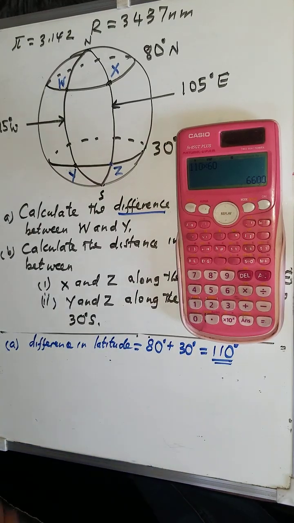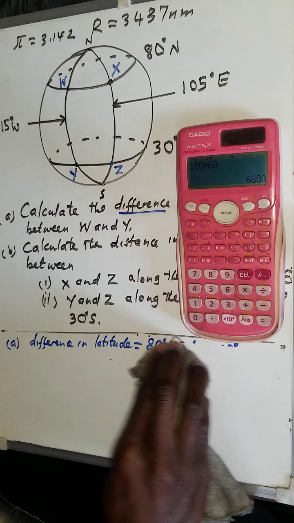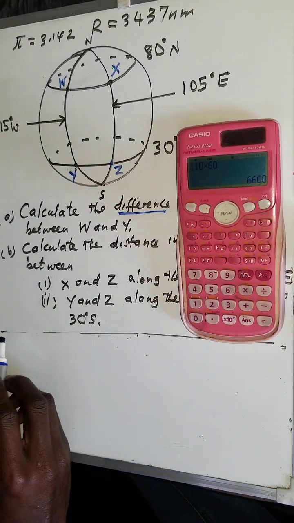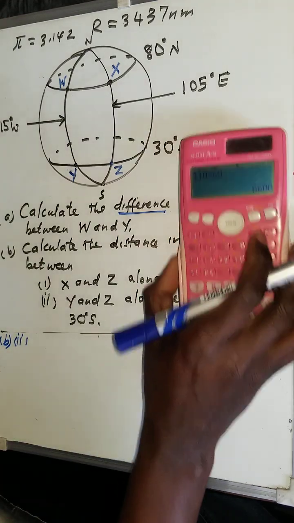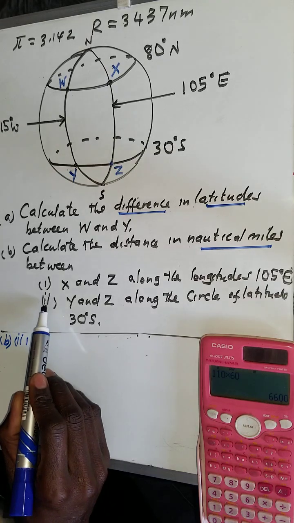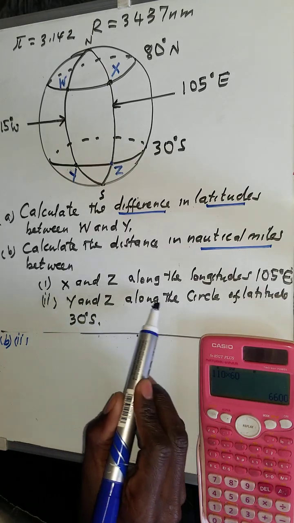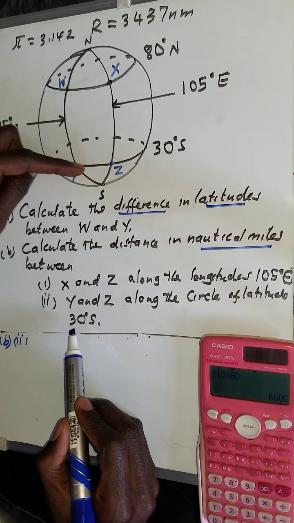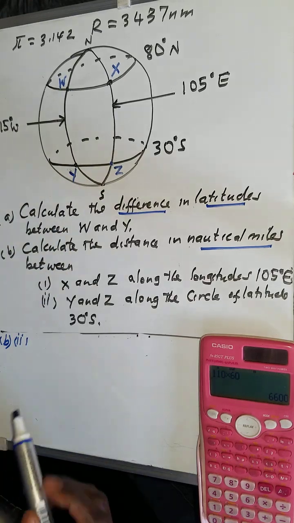That is going to be B2. So now in the case of my B2 there, let me just also eliminate that so that we create space. So for B Roman 2 there, it says we calculate the distance again in nautical miles between y and z along the circle of latitude 30 degrees south. So they want us to calculate the distance now between y and z, that is along the latitude.